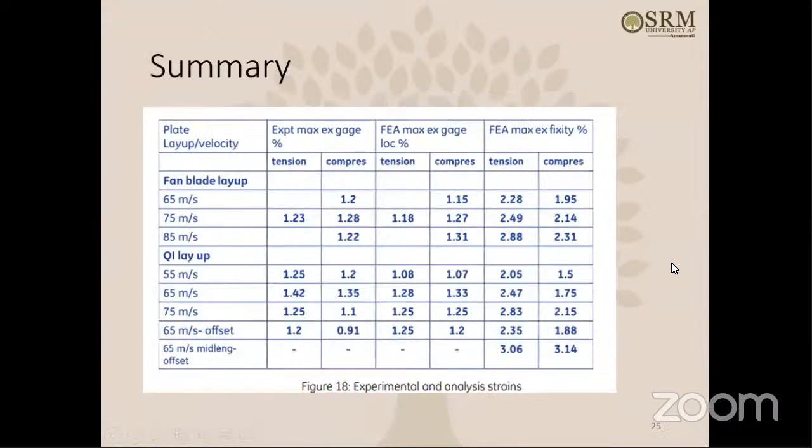So if you summarize these things, experimental strains and the FEA strains, you can see here that so many velocities were tried, and you can see the experimental strains recorded on the strain gauges, and the FEA strains recorded at the strain gauge location. Okay, and these are the FEA strains at the other location, that is the fixity location. Fixity means where the specimen is being held. So near fixity, it shows higher strains. These are the experimental and analysis strains.